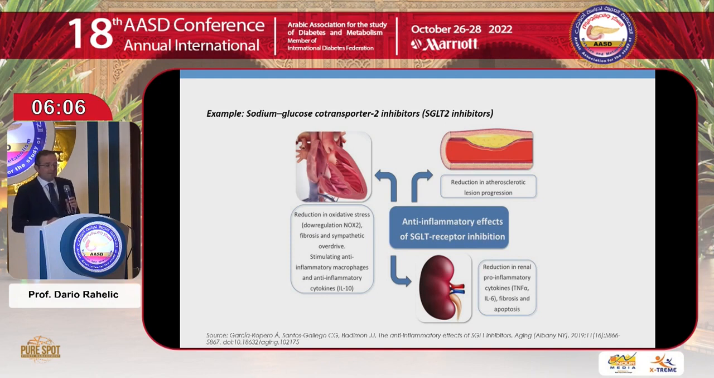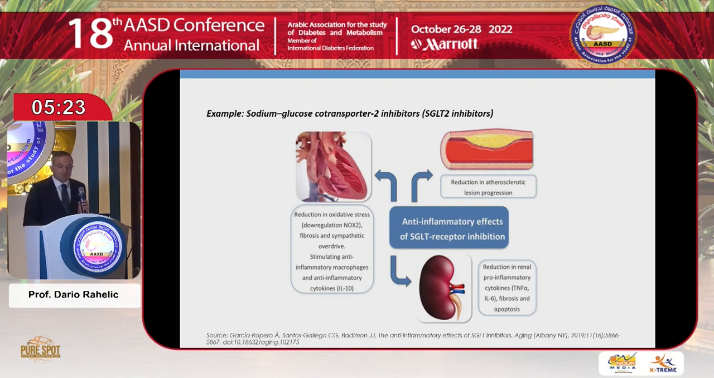On the other side, we know that SGLT2 inhibitors have a beneficial effect, and we heard in the previous session that SGLT2 inhibitors can decrease cardiovascular death and overall mortality dramatically. One of the explanations is the reduction in oxidative stress, but also in fibrosis and sympathetic overdrive, and also the decrease in the level of inflammation, which can be the explanation of the cardioprotective and also nephroprotective effects of SGLT2 inhibitors.